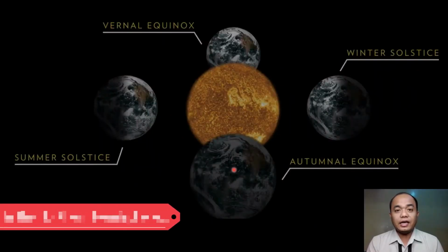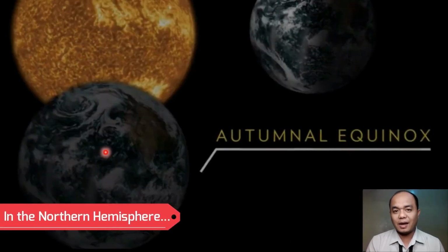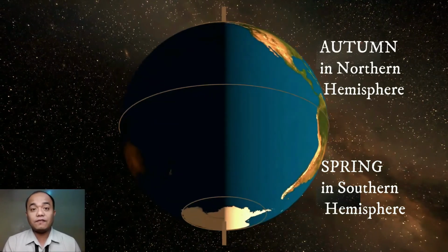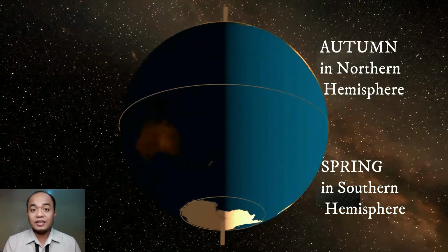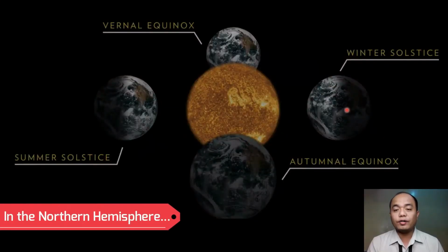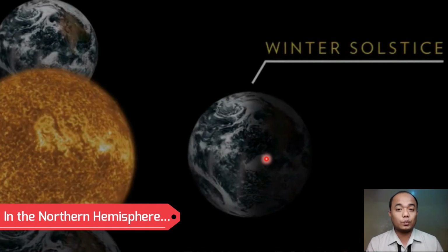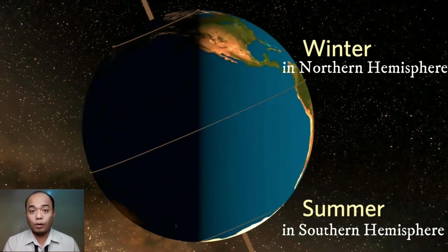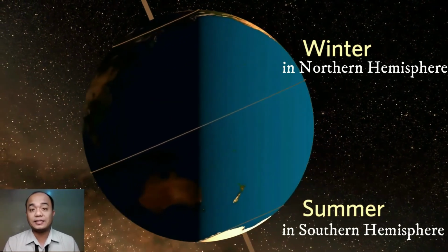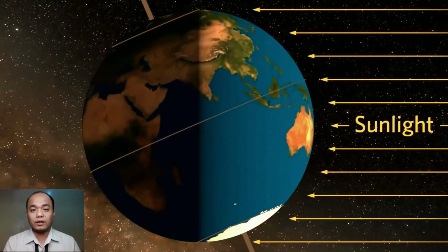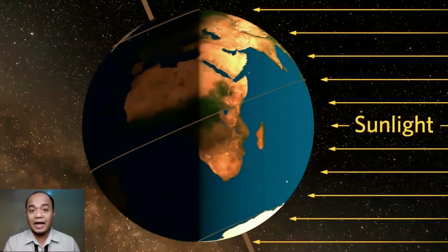In this case, equinox happens in the northern hemisphere, and this is autumnal equinox. In this part, the northern and the southern hemisphere receive equal amount of sunlight. That is why the length of daytime and nighttime is equal. In this part, the northern hemisphere experiences winter solstice, wherein the north pole is tilted away from the sun, meaning it receives less sunlight. That is why it will experience the longest nighttime.